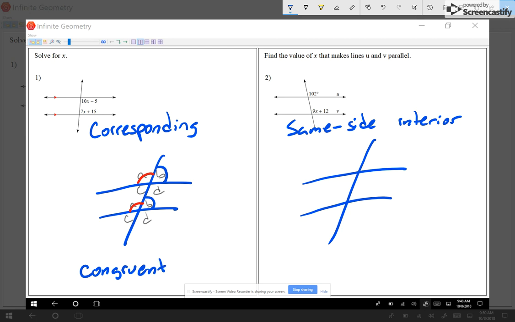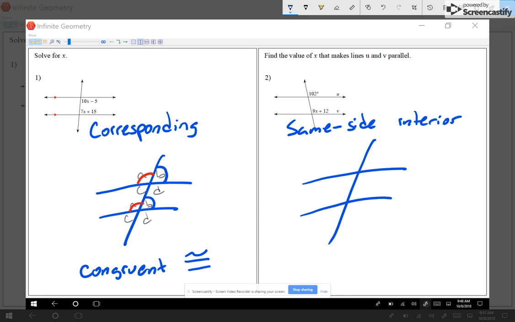For congruent, we're going to use the symbol of equal and the wiggly thing on top. Congruent means same shape, same size. So same shape, it's an angle, same size. So congruent angles are equal to each other.